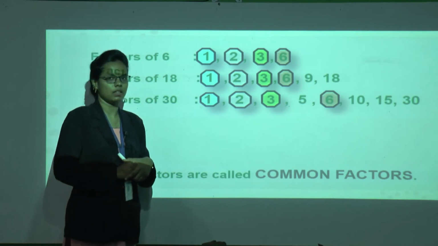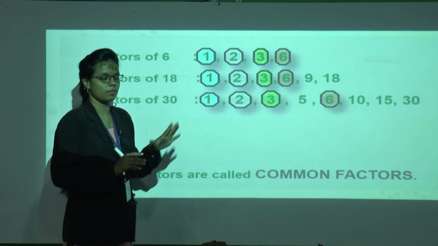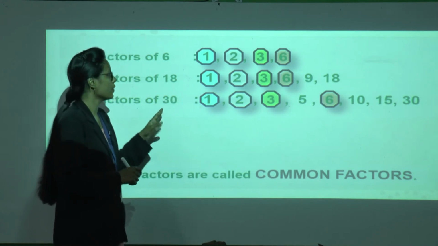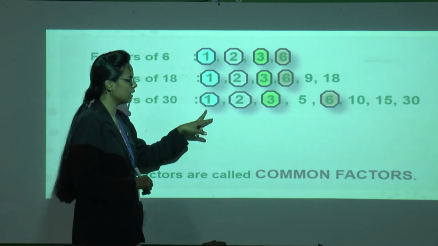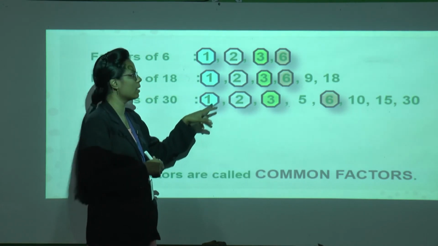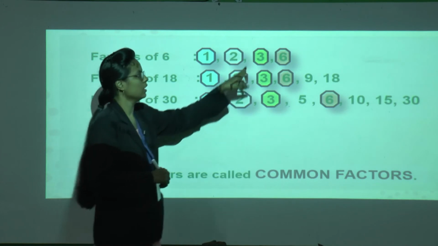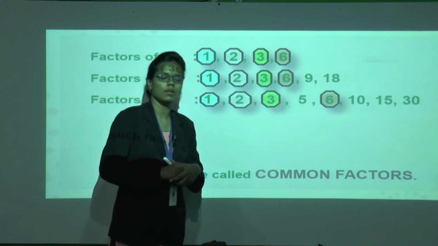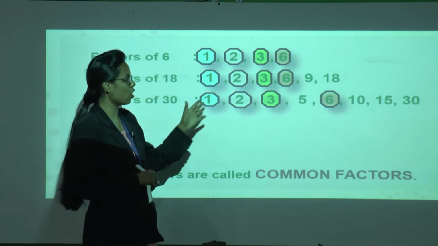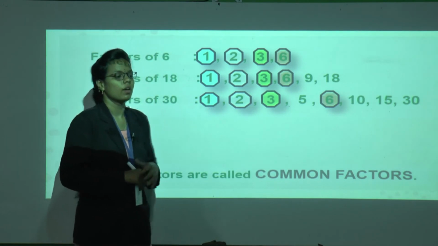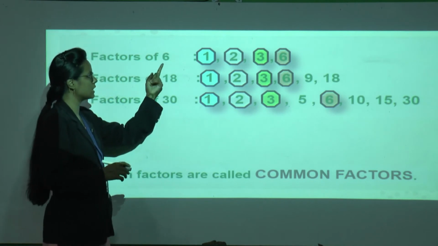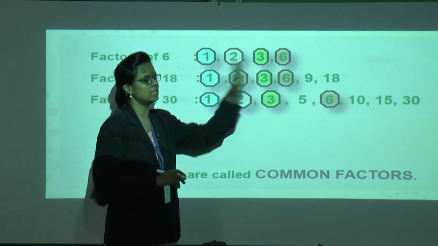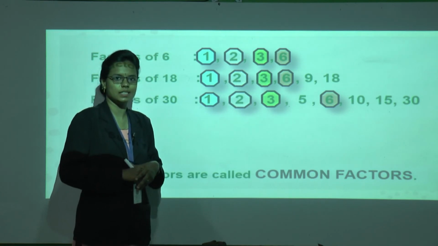Now we can find which are the common factors of the 3 numbers. So 1 is common in all these 3 numbers. 2 is also a common one. 3 is also a common one. And 6 is also a common one. So these many common factors are there. Now as you can tell, the common factors of 6, 18 and 30 are 1, 2, 3 and 6.